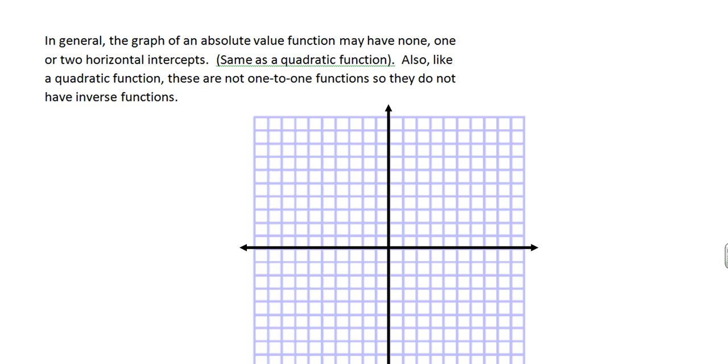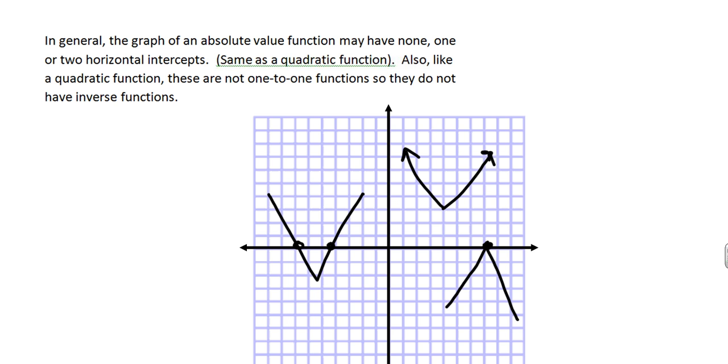Okay, in general, the graph of an absolute value function may have none, one, or two horizontal intercepts, just like a quadratic function. An absolute value function that's been shifted, say, right and up, but not reflected, would look something like this, and it would have no horizontal intercepts, no x-intercepts. This particular absolute value function would have two horizontal intercepts, and that one would have one horizontal intercept.